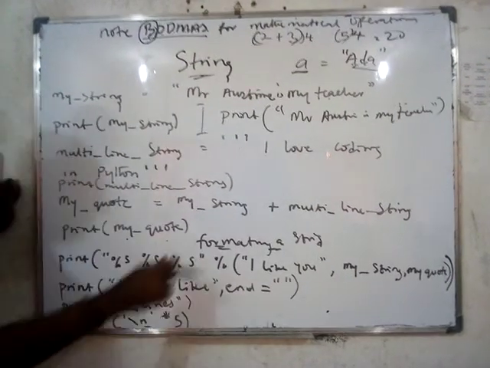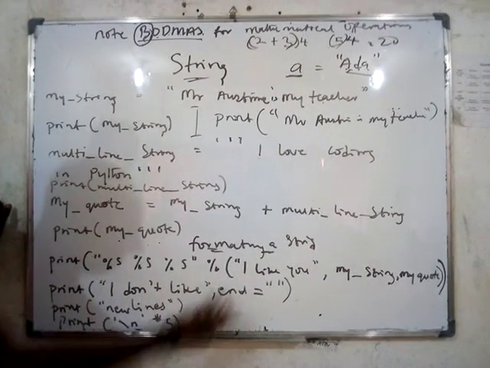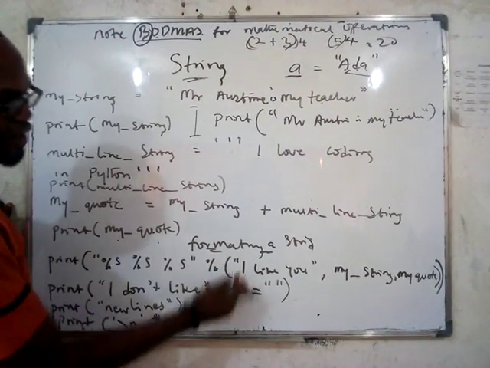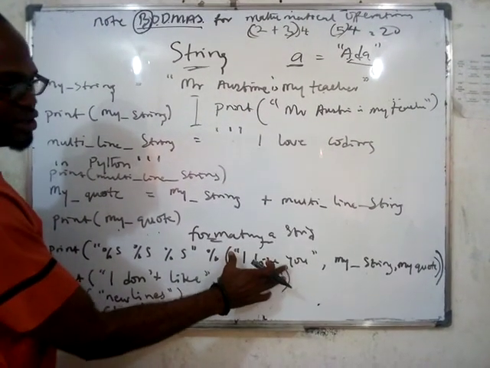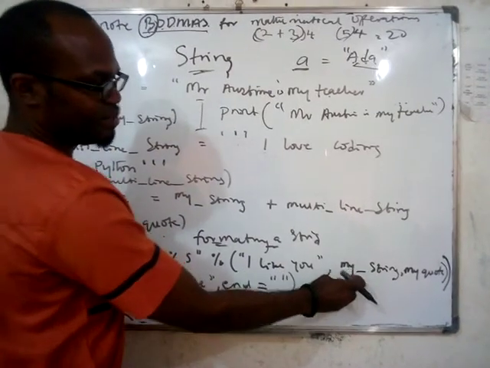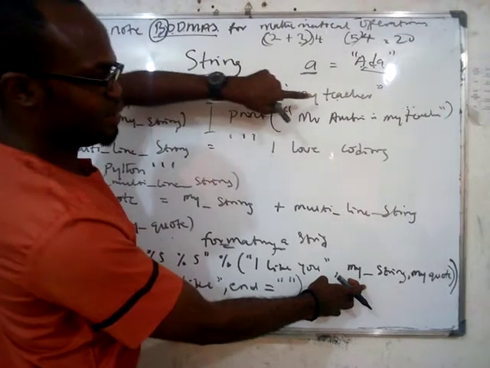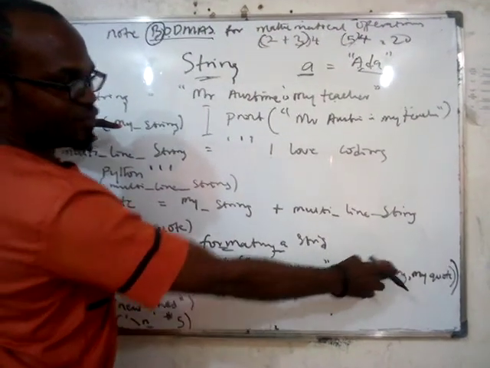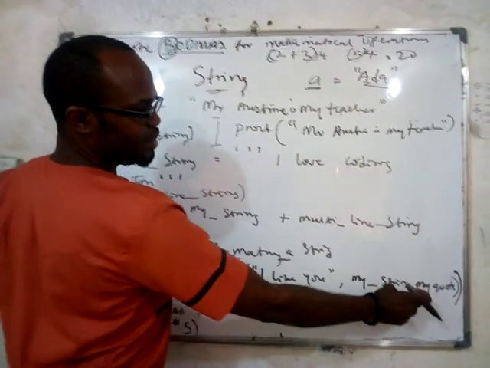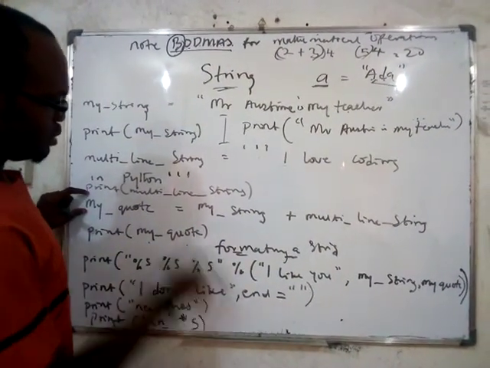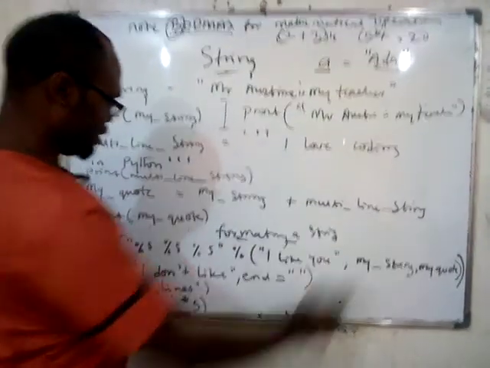Is that clear? Now we have what we call formatting a string. We can format a string. Like this string now, how many strings are here? We have I like you. This is a string enclosed in quotes because it's not a variable. This is another string, my string. My string is a variable representing what? Mr. Austin is my teacher. That's why it does not have quote on it. But this one has a quote because it's not a variable. Then my quote is another variable representing the string, my string, and what? Multi-line string.